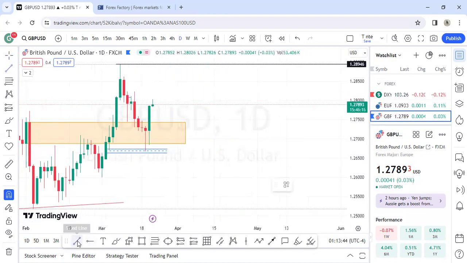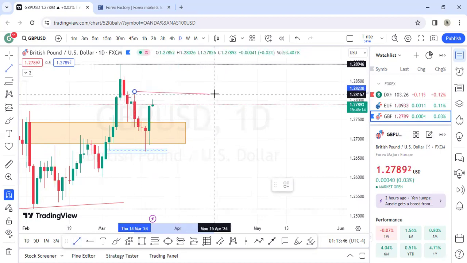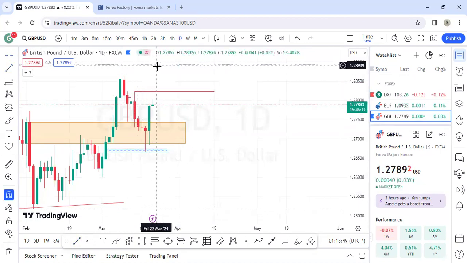We have this closer liquidity resting here, this one here. But this is the overall internal liquidity, and this external liquidity, right? So that will actually be my overall targets for this particular market. And that would be nice to see price go there.